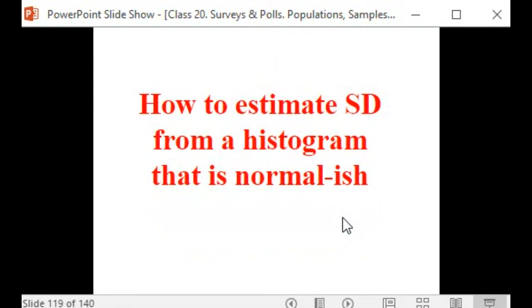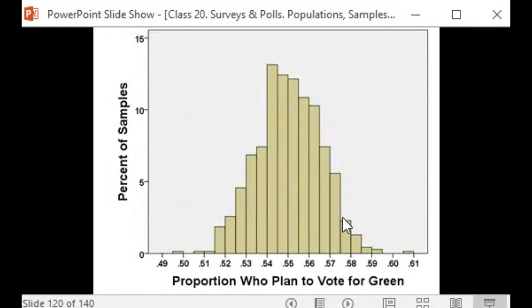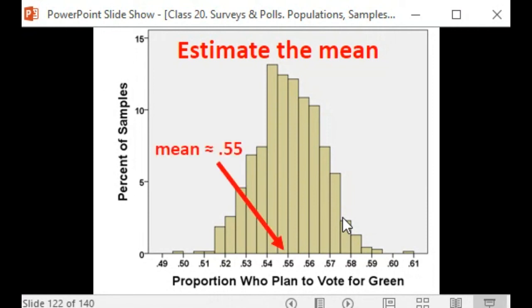I'm going to show you how to estimate the standard deviation from a histogram when that histogram is kind of sort of normally shaped. And we'll be using this distribution. So if we're looking at that distribution, how do we come up with a number that at least estimates the standard deviation of the variable? The variable in this case is p. Well, first, we need to estimate the mean. Actually, in this case, we don't have to estimate it. I've told you several times, the mean is 0.55.